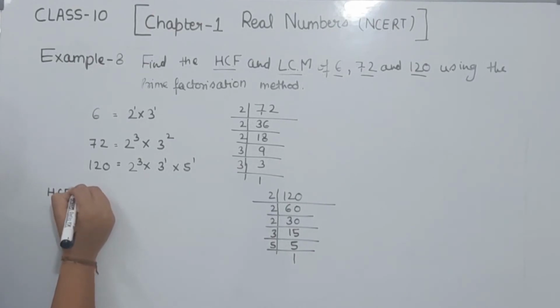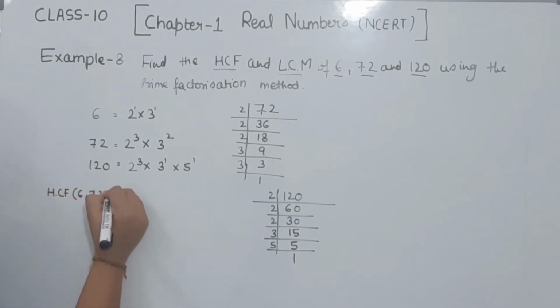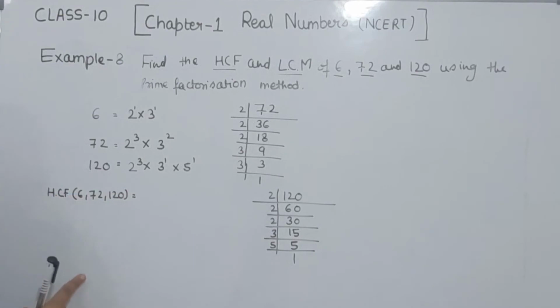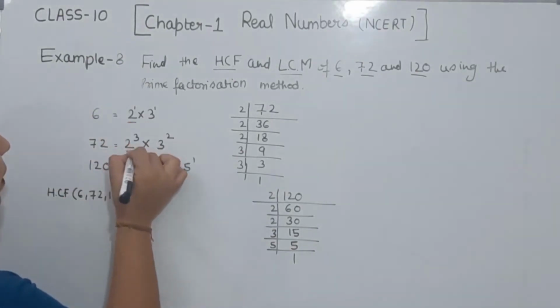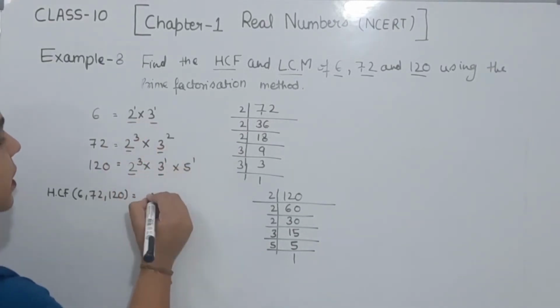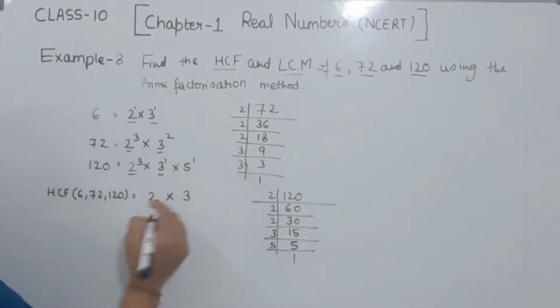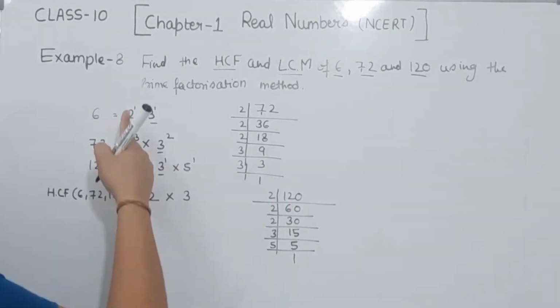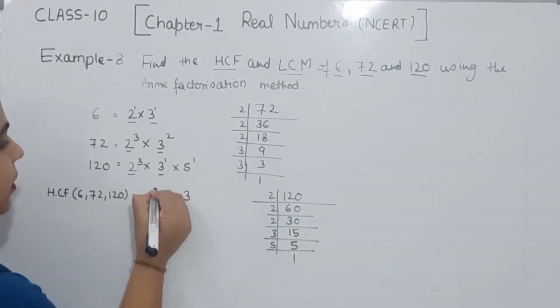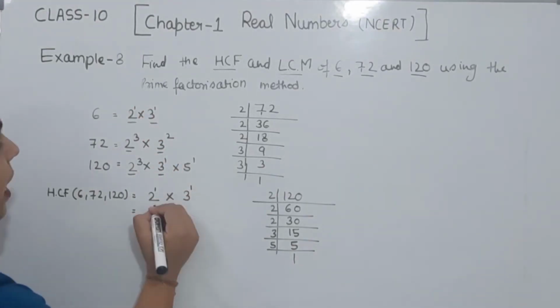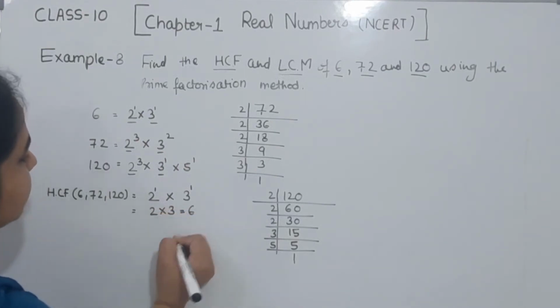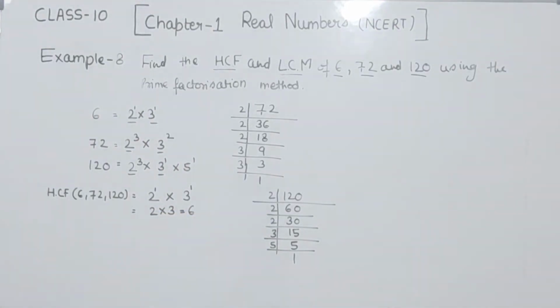First of all, we have to find the HCF of 6, 72 and 120. So for finding the HCF, we know that we need the common ones. First of all, we have to find the common factors among the 3 of them, and this one we are having is 2 and 3. Now we have to find the smallest power. So the smallest power of 2 we are having is 1 and the smallest power of 3 we are having is 1. So the HCF we are having is 2 multiplied by 3 and this one we are having is 6. So the HCF of 6, 72 and 120 we are having as equal to 6.